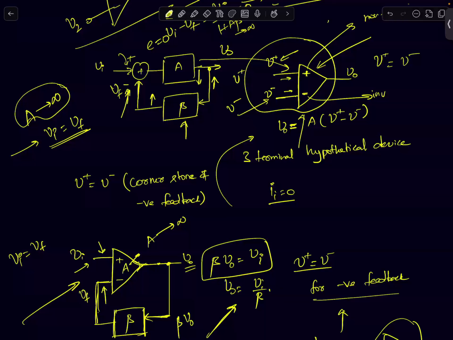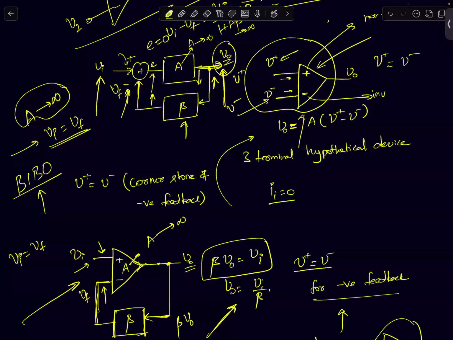You can also look at it this way. If you know that the circuit is going to have some finite output, V0 is finite, okay? Assuming that it's a stable system, it obeys this property called bounded input, bounded output. So if your input is finite, output should also be finite. For you to have a finite output, if your gain is infinity, if your A tends to infinity, what should be the error here?